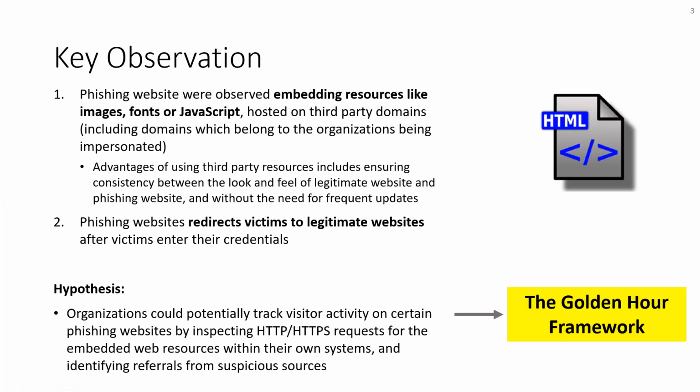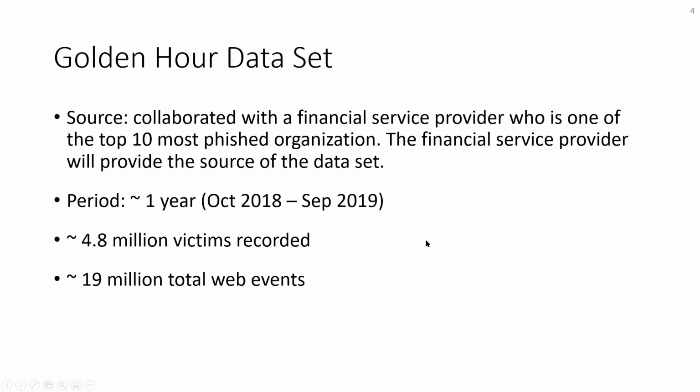So the point is that, based on the fact that phishing websites will usually redirect the victims to the legitimate website, it is going to track such a redirection flow to see whether any phishing website has already begun to redirect. Is it possible that organizations can observe some requests caused by the redirect action? Yeah, that's why they came up with the Golden Hour framework. Golden Hour framework, what's that? Okay, I will explain it later.